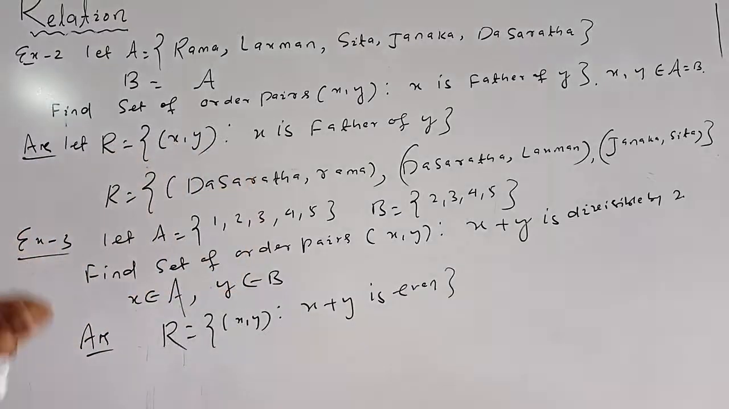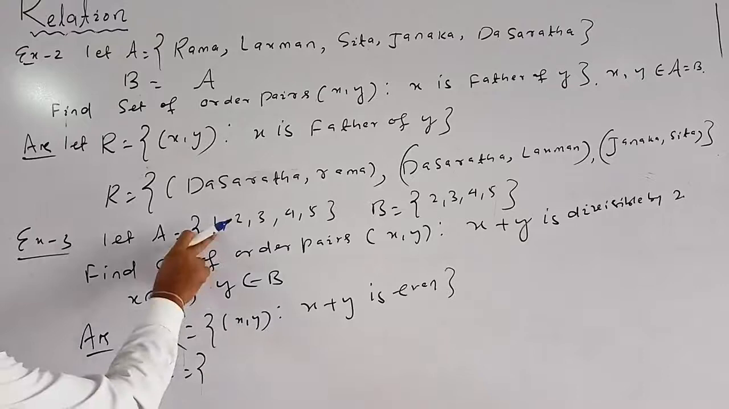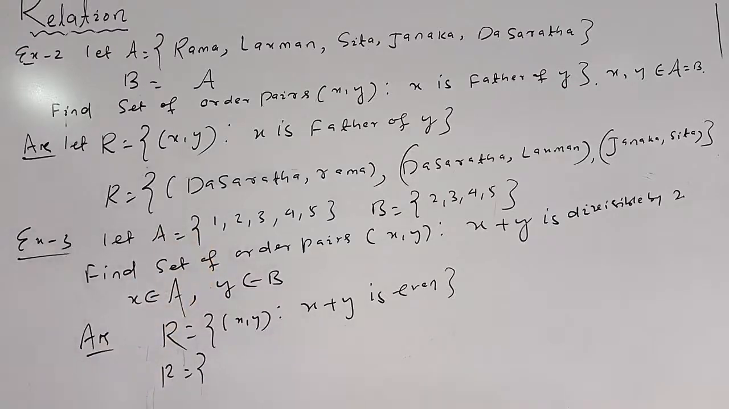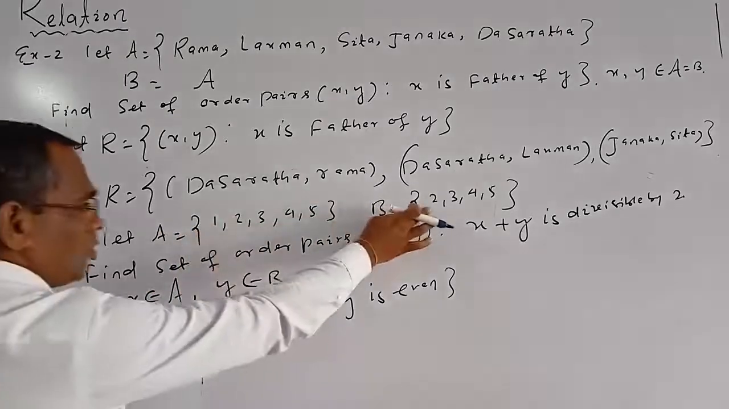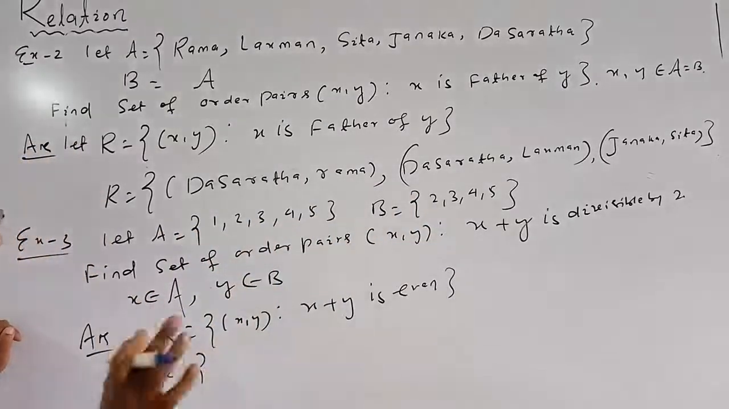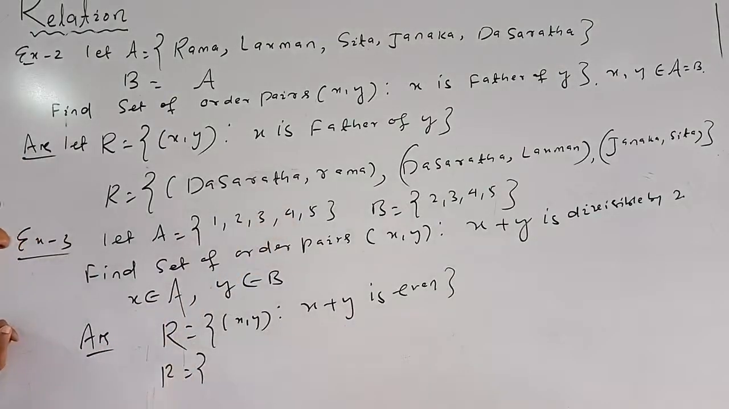X plus y is even. So here R is equal to what? What are the ordered pairs? If we take x equal to 1, what will be y? The ordered pair (1, 2) does not work, because 1 plus 2 is 3, and 3 is not an even number, it is not divisible by 2.